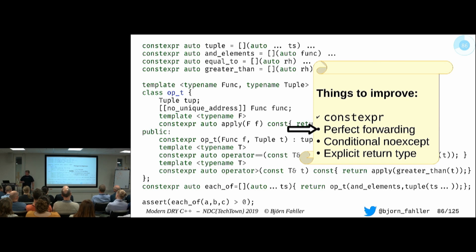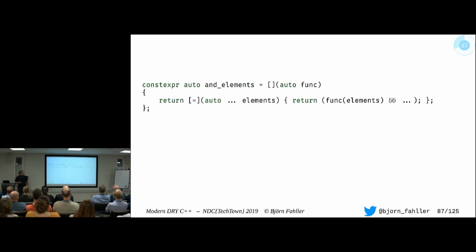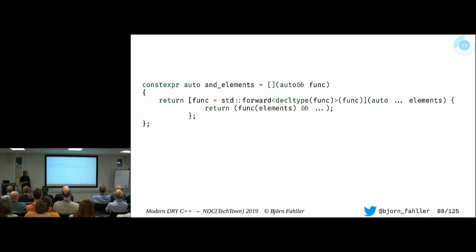So let's have a look at perfect forwarding and elements. We can capture by perfect forwarding simply by saying func is std::forward of the decltype of func, whatever that is. This decltype here sort of makes me sad. It's ugly, but it worked.